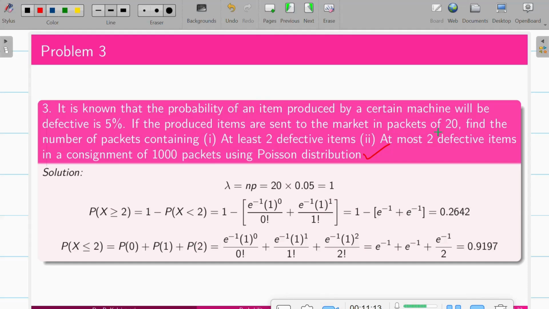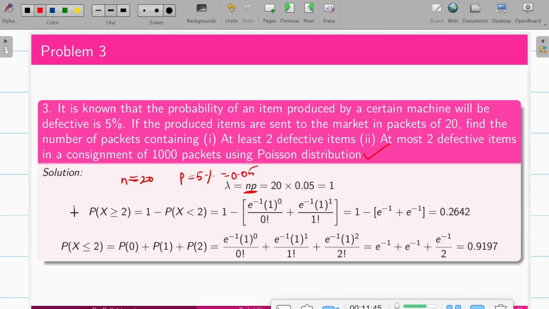So 5% in a packet of 20, right? So your lambda is the mean here. So your mean is NP, where your N is 20 and your P is 5%. So 5% is 0.05. Based on this, we can find the mean of the Poisson distribution. Because this is your binomial distribution, based on that, I can find the mean of a Poisson distribution, which is 1.